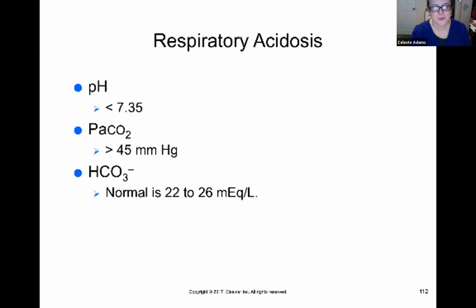So that's why your bicarb would be normal. Because your kidneys are coming to the rescue. Okay, in respiratory acidosis.